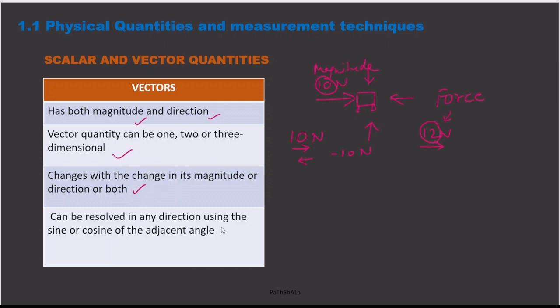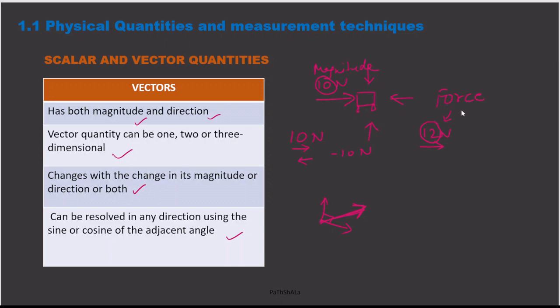It can be resolved in any direction using the sine or cosine of the adjacent angle. We'll be talking about this in much more detail in your upcoming units. Basically, vector quantities are represented by an arrow at the head of them. This is how we represent a vector quantity. This vector can be resolved into two components at right angles, one is this and one is this. You don't have to go into much detail; you'll learn it in upcoming units.